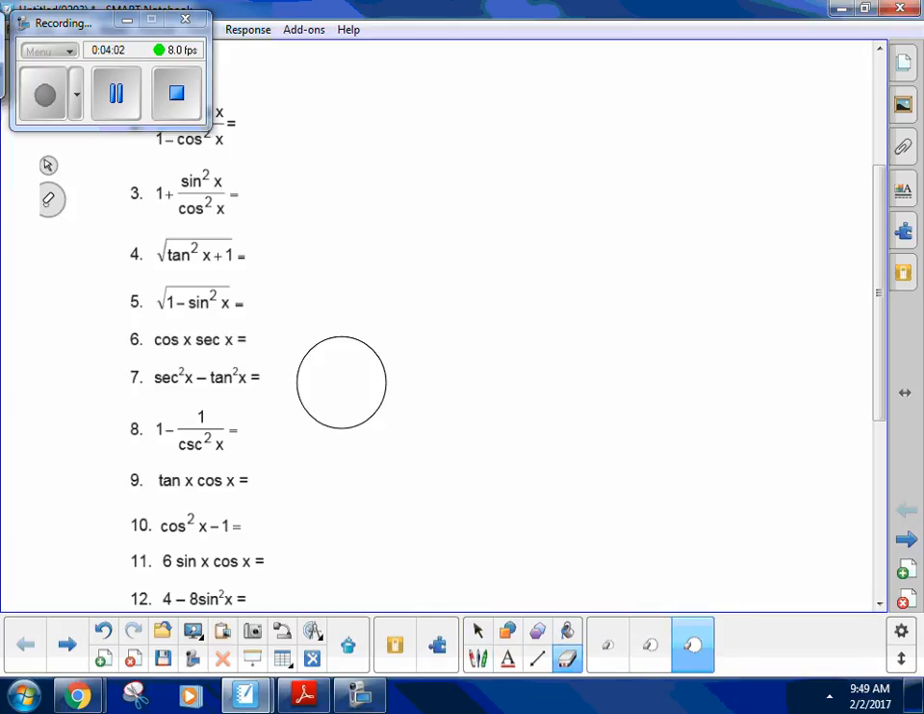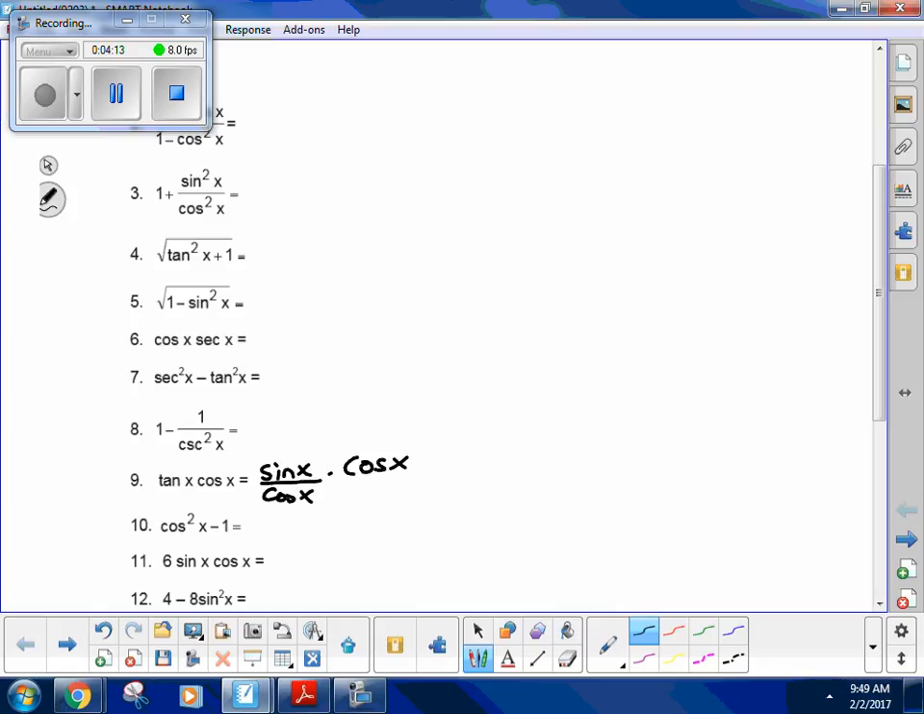Now for question 9, as a tangent and cosine, we're going to convert this to its equivalent to see if we can find the relationship that exists between both. That cancels out with that, so the solution is just sine x for question 9. Lovely. Let's move on to question 10.